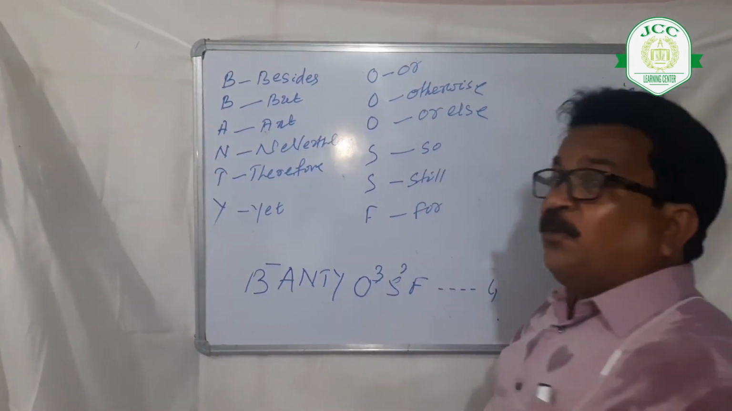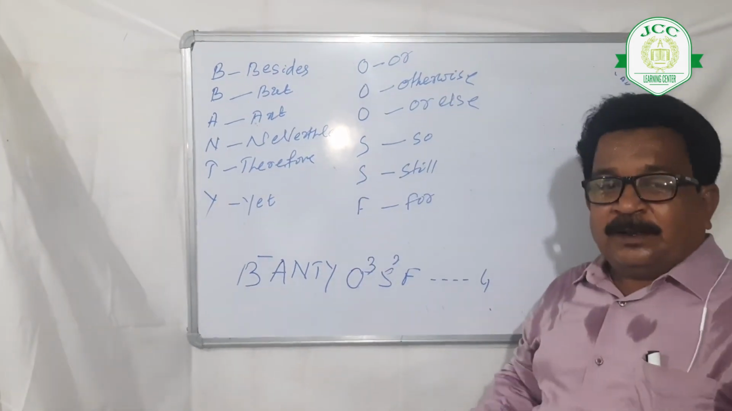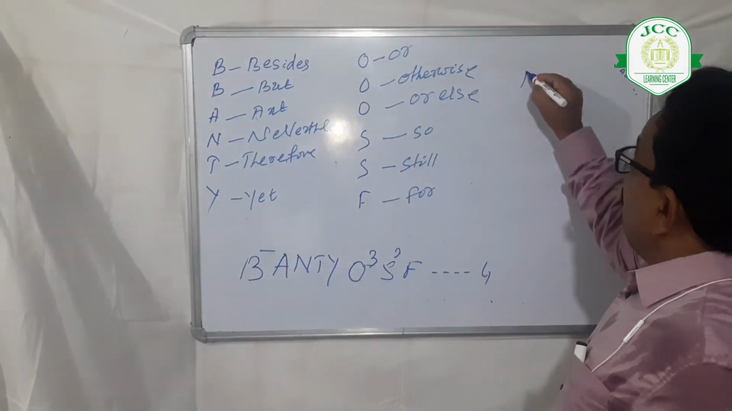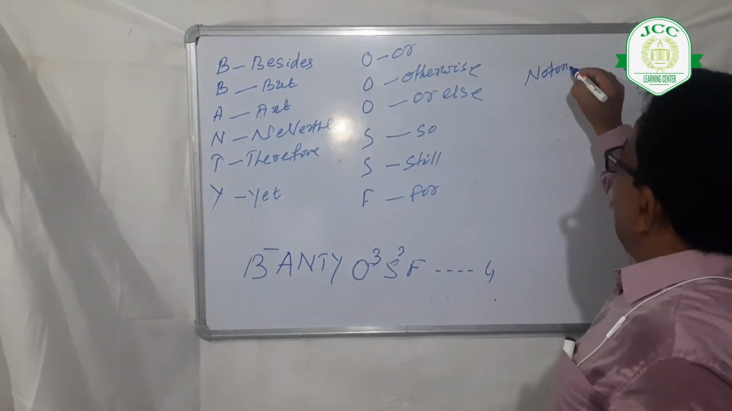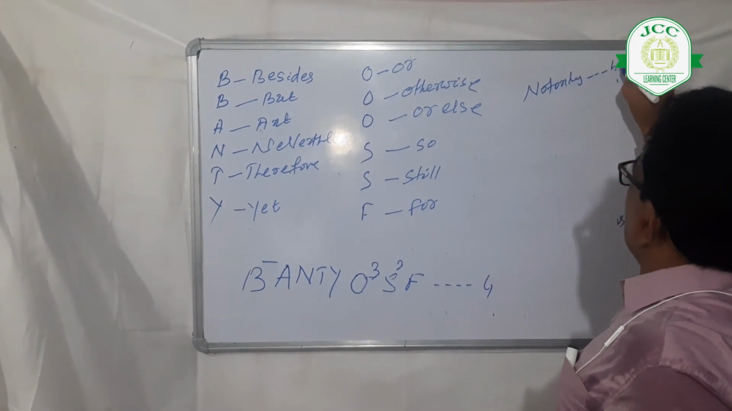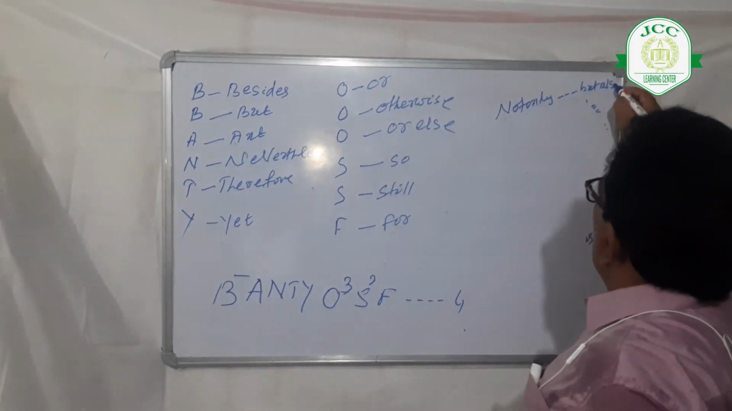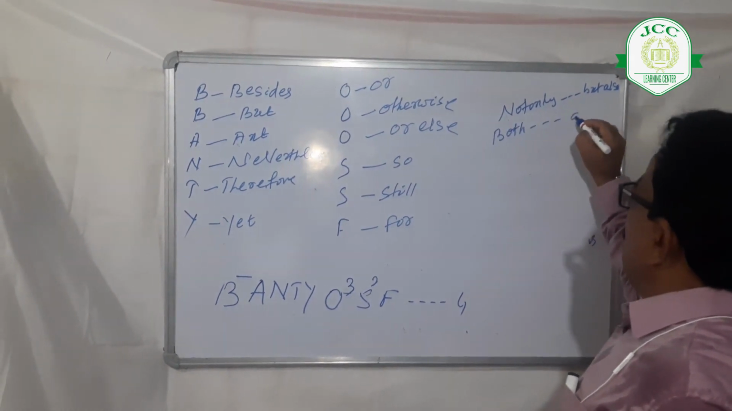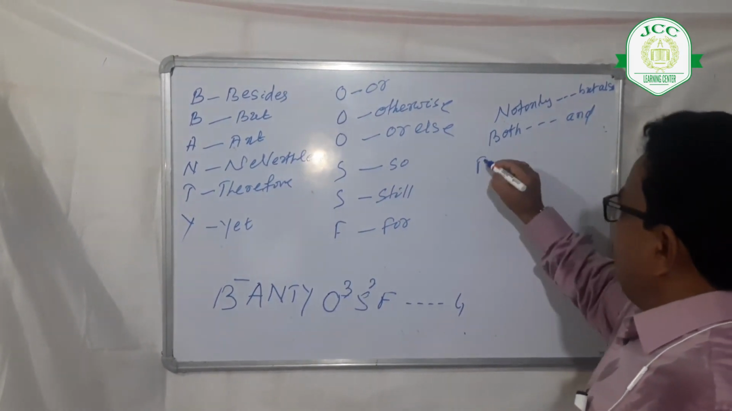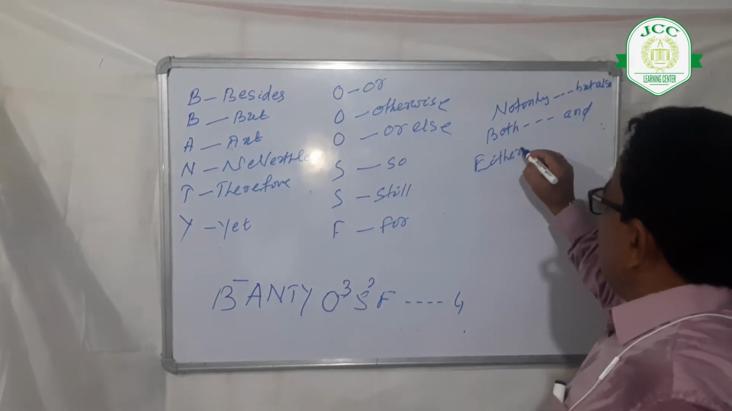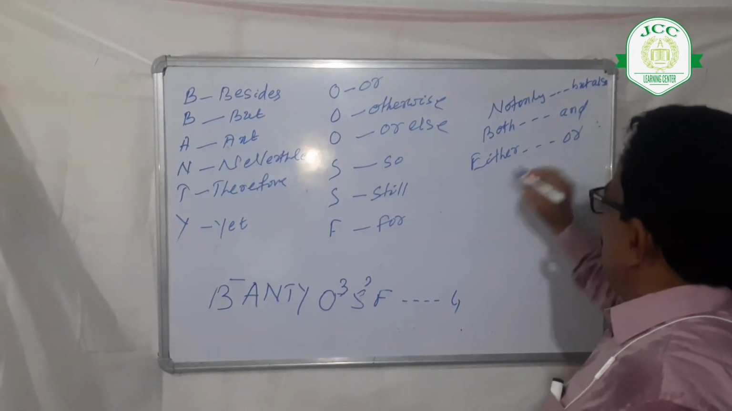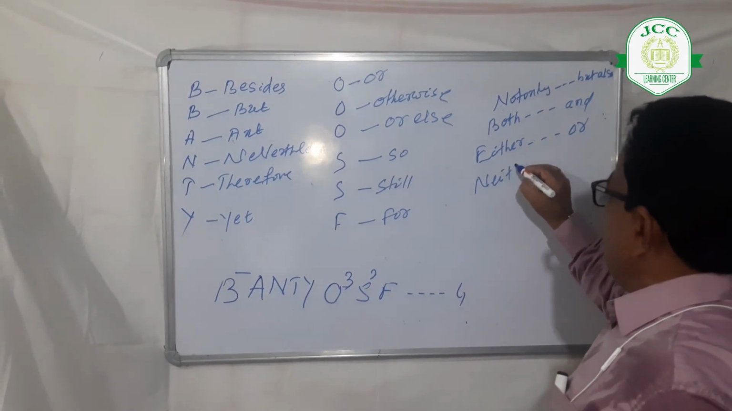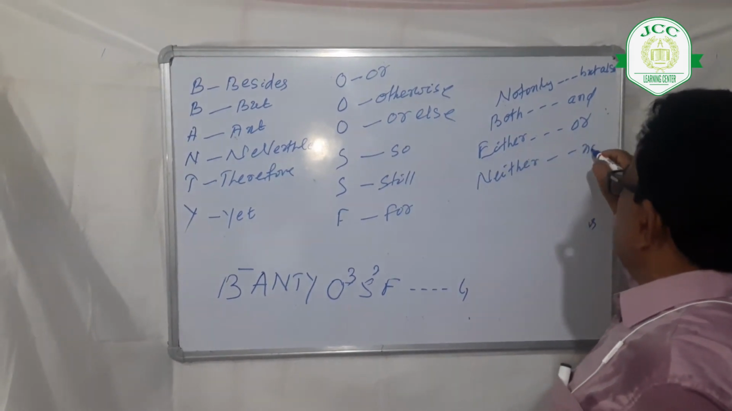And what is dot dot for? That is my formula. Not only dot dot, but also; both dot dot and; either dot dot or; neither dot dot nor.